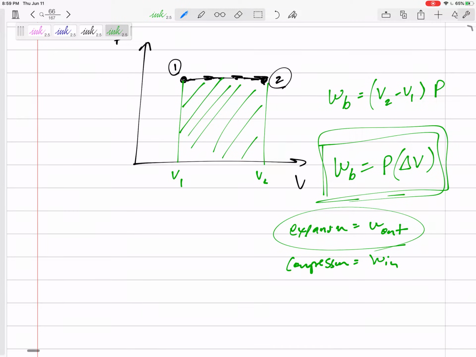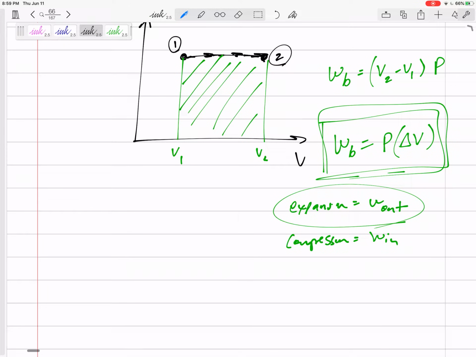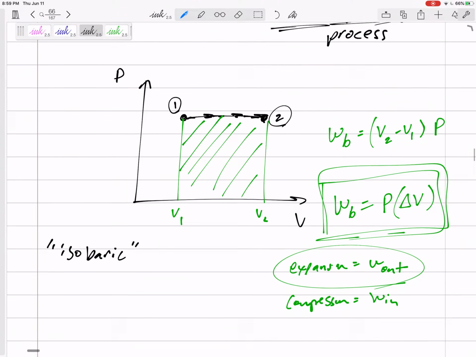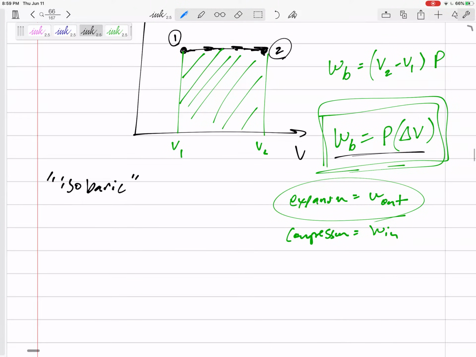But remember that I always say that later on, when we start putting this into our energy equation, we'll just need to think about whether this is work out or work in. So if something is an isobaric process, remember that isobaric means constant pressure. If it says constant pressure process, that'll be easiest, and we can calculate boundary work right here.